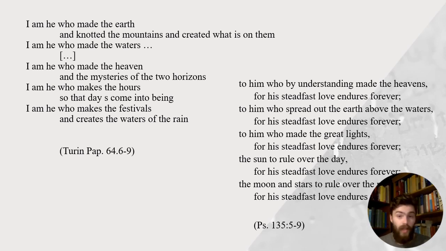It will say that to Yahweh, who by understanding made the heavens, to him who spread out the earth above the waters, he who made the great lights, the sun and moon to rule, for his steadfast love endures forever, the moon and stars to rule over them. It's this idea that really parallels with the Turin Papyrus, that he who made the heavens, he who made the earth, and the understanding of making the sun and the moon and the stars corresponds with the Egyptian understanding of making the hours, making the festivals. Because, of course, in Genesis, the sun, moon, and stars are set for times and seasons and festivals. And so this is the understanding there.